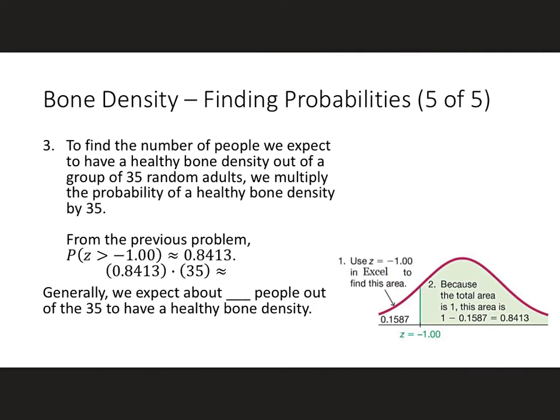To find the number of people we expect to have healthy bone density out of the group of 35 randomly selected adults, we are going to multiply the probability of a healthy bone density by 35. Remember, we got the probability that z is greater than negative 1 as 0.8413 in the earlier problem, number 2. So now all we do is take that probability and multiply it by 35, and we get approximately 29.4. So we are generally going to expect about 29 people out of 35 to have healthy bone density.